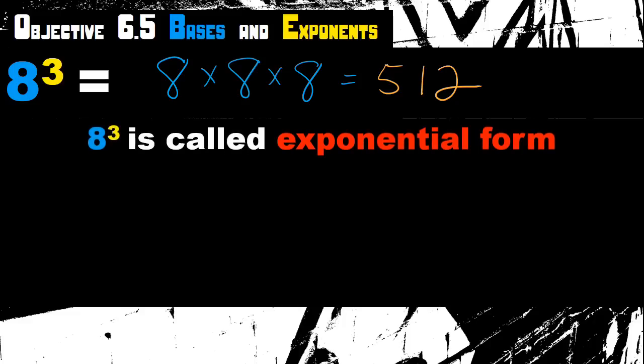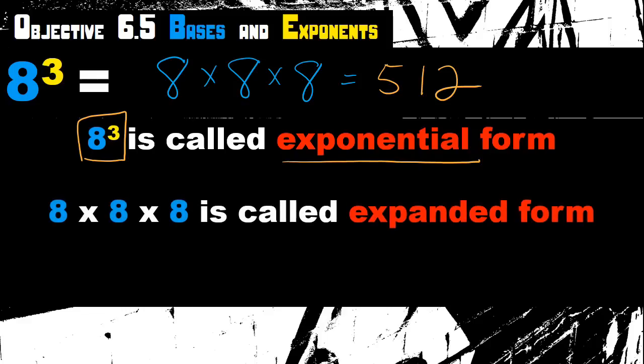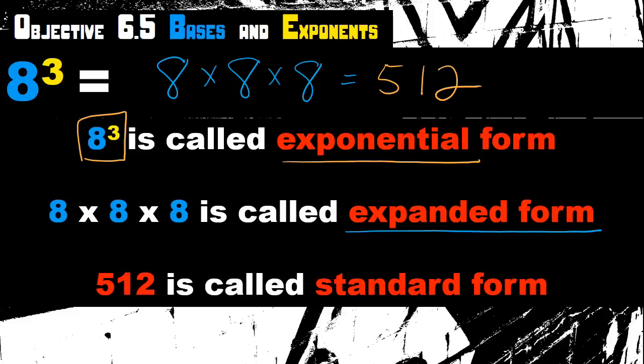So we need some key information here. 8 to the third power, when it's written using the exponent, we call this exponential form. Go ahead and pause it, make sure you write it out properly. Some people say, does spelling count? Spelling counts because it makes you look smarter. When we write it out as 8 times 8 times 8, this is what we call expanded form. This is the very long way to write what 8 to the third power is. And last but not least, our answer of 512 is called standard form.